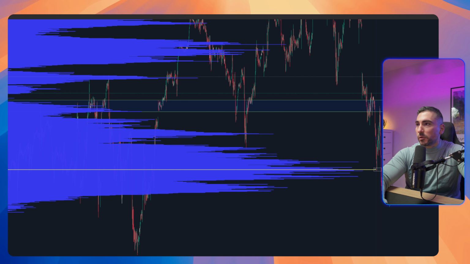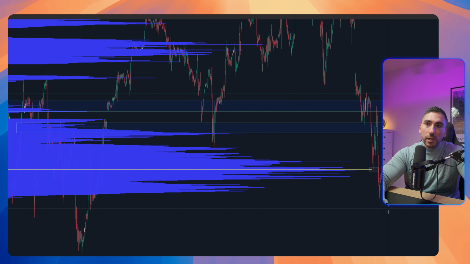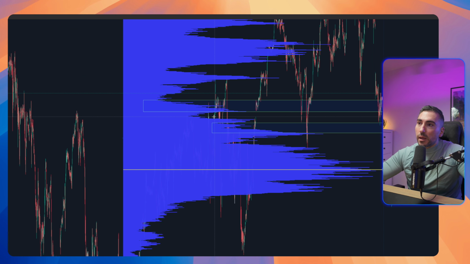Oh, sorry, I didn't mark it correctly. I was looking at something else. We have this shelf. Okay, so this is an area where it's cheap to sell because we didn't spend a lot of time and volume there. So if price goes there in a bearish market, we will drop down. So now that we have marked our zones and this area, would this be a shelf?